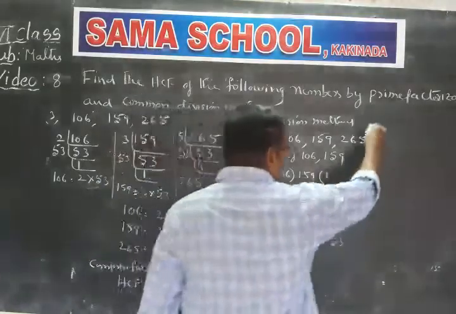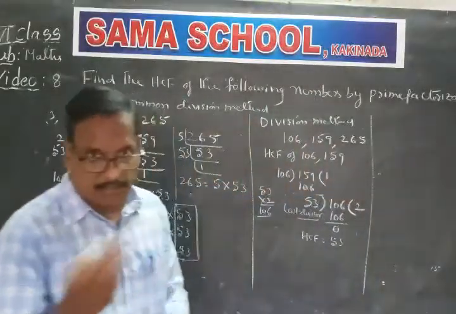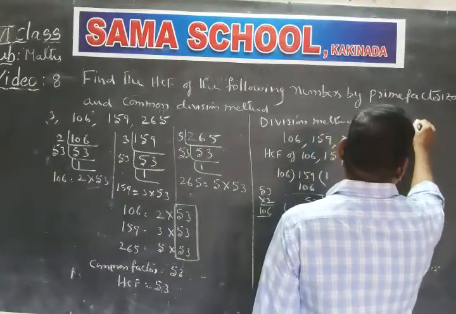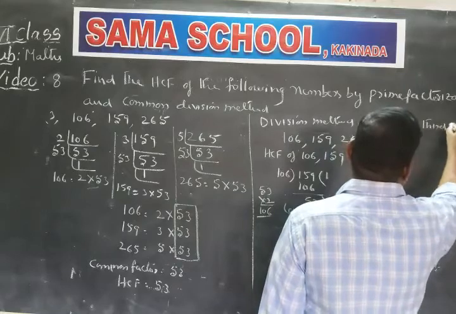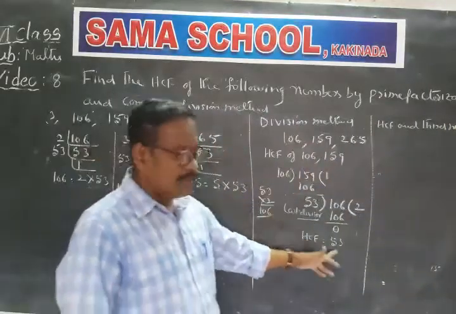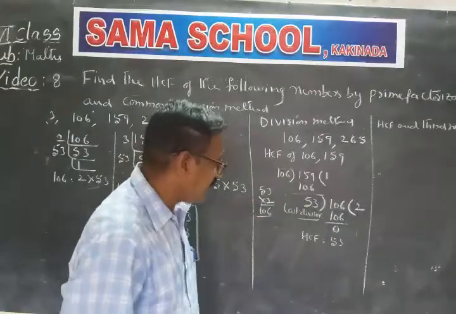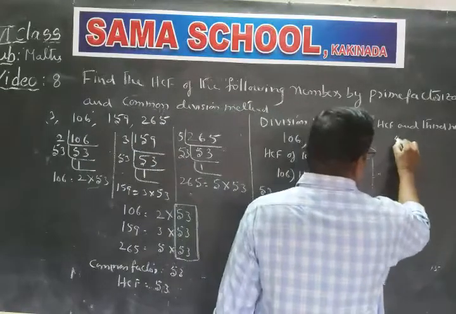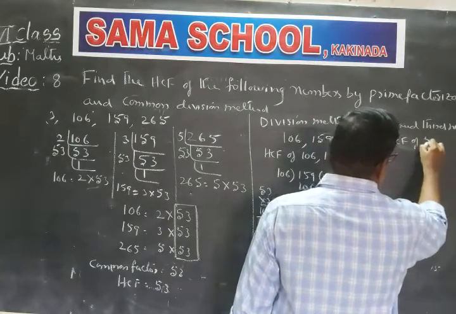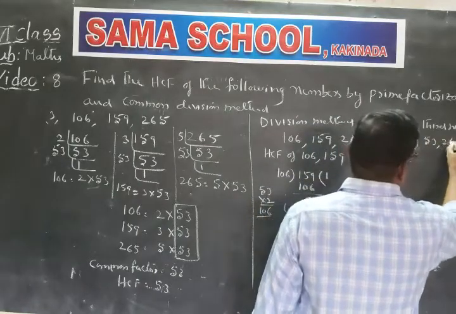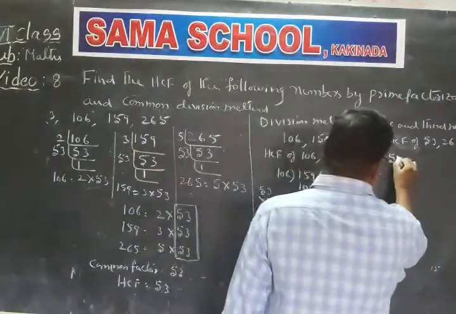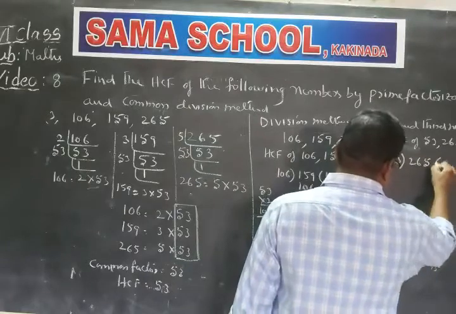Now again, take that HCF and the third number. Given three numbers, first find the HCF of two numbers, and you get 53. Then find the HCF of 53 and 265. Now divide 265 by 53.